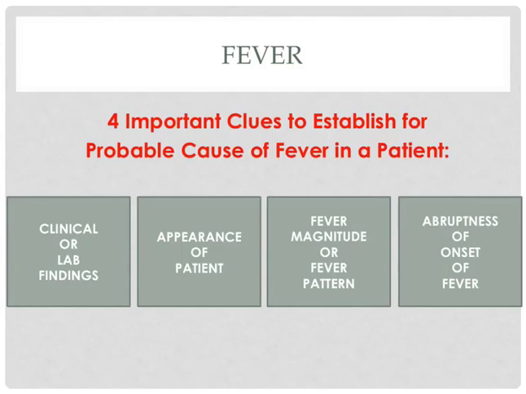So when we establish a cause of fever in a patient, we look at 4 important clues. We look at their clinical picture, how they presented. The labs help us. How does the patient look? Does he look too good for a fever, or is he looking septic, toxic? The fever pattern and the fever magnitude, like how high the fever goes and what's the pattern. And that's going to be the chunk of our talk. And the abruptness of the onset of fever, how quickly the fever develops. So those are the 4 things you always look for when you're looking for what is causing this fever.